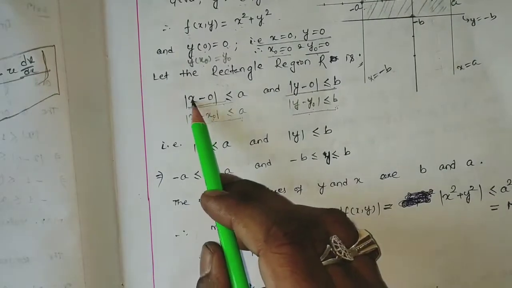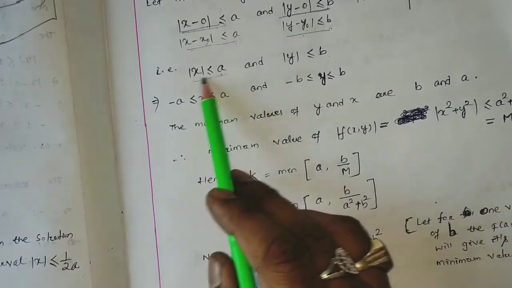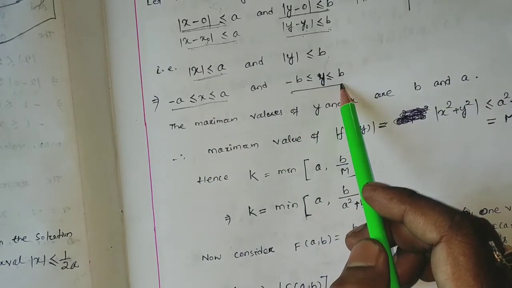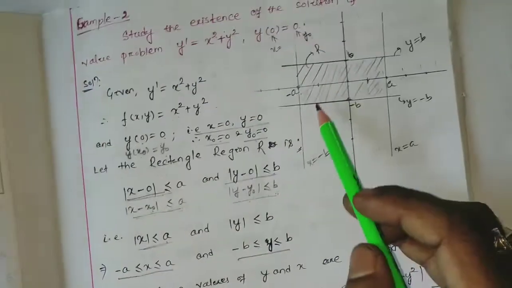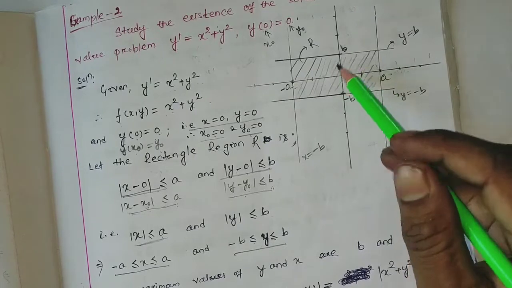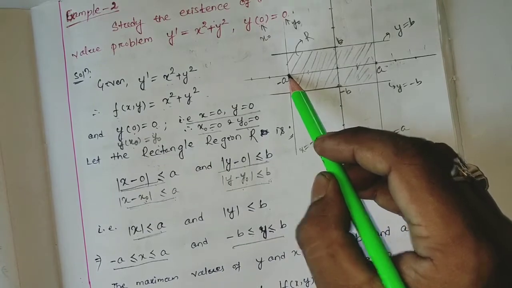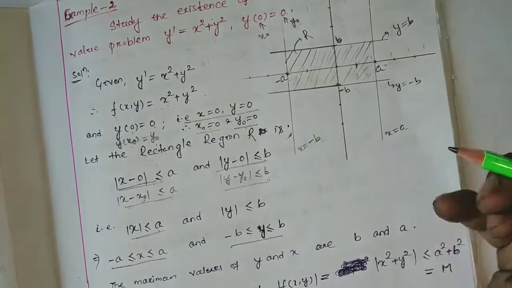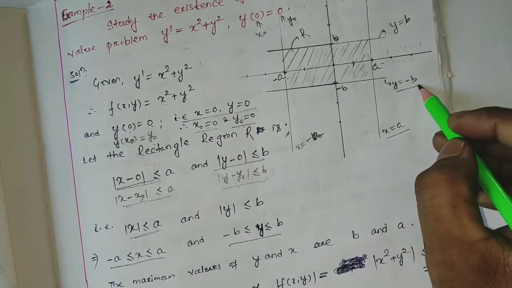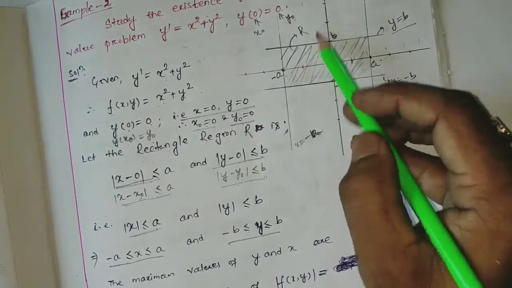So here you can see |x - 0|, that means |x| ≤ a and |y| ≤ b. That means the x range is minus a to a, and the y range is minus b to b. So by using these two ranges we can draw the rectangular region. If this is minus a, then this line is x equal to minus a, this line is x equal to a, this line is y equal to minus b, and this line is y equal to b. So this is your region R, the rectangular region.